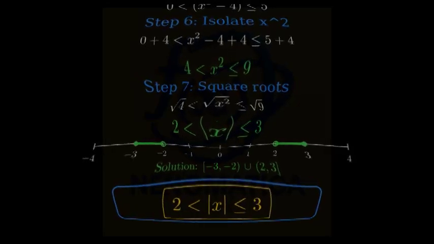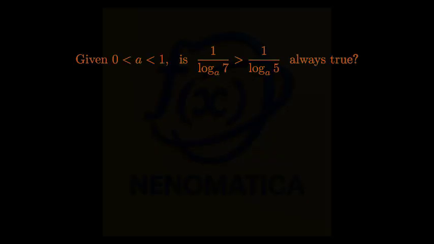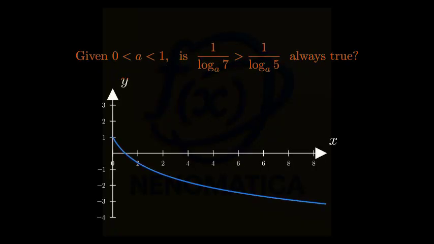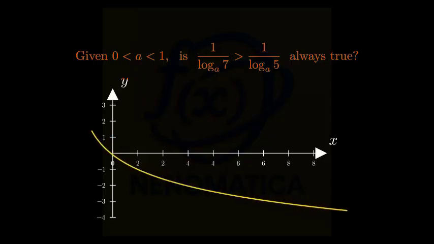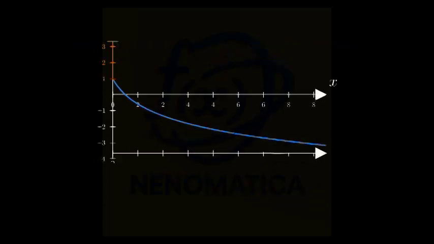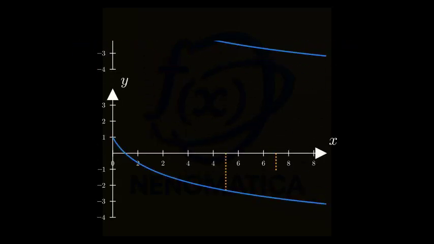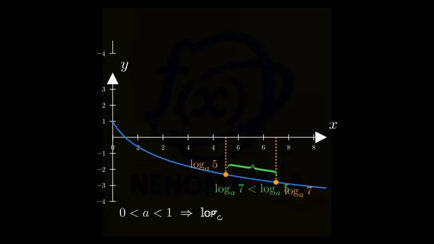In this lesson, we will prove a logarithmic inequality. We want to check if the statement 1 over log base a of 7 is greater than 1 over log base a of 5 is always true when the base a is between 0 and 1. First, let's build intuition. For a base between 0 and 1, the log function is decreasing. We'll visualize y equals log base 1/2 of x as a concrete example. Notice how the curve goes down as x increases. Here are the values at x equals 5 and x equals 7. The y value at 7 is lower than at 5, meaning log base a of 7 is less than log base a of 5.